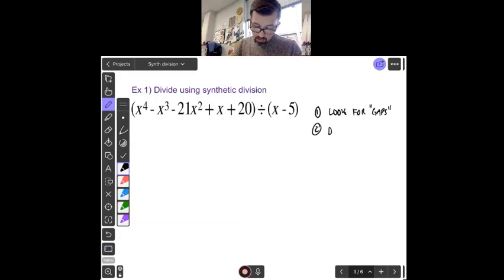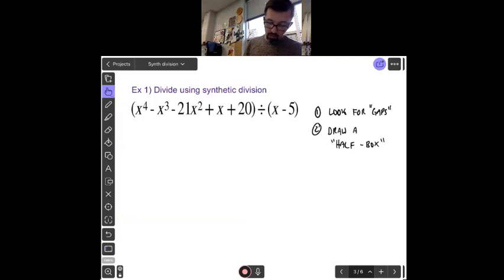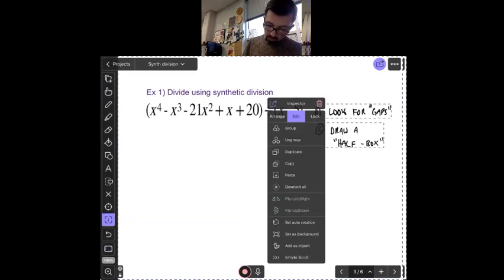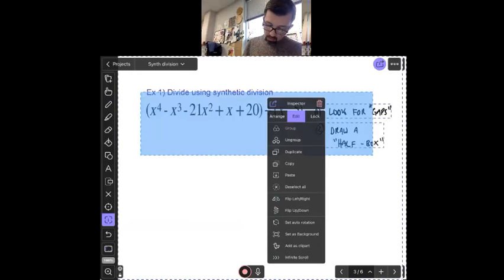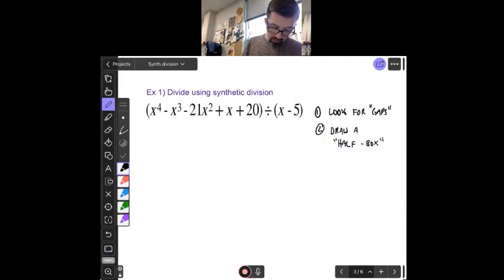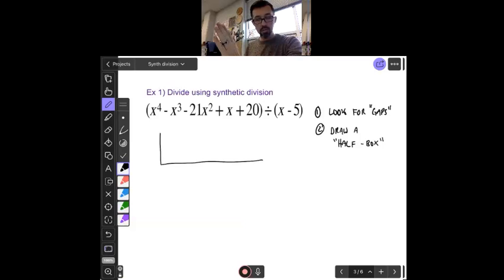After that, we are going to draw a half box. Your half box needs to be 2 or 3 lines tall on your paper, and then just as long as the problem is. So 2 or 3 lines vertically, and then however long the problem is. That's your half box.